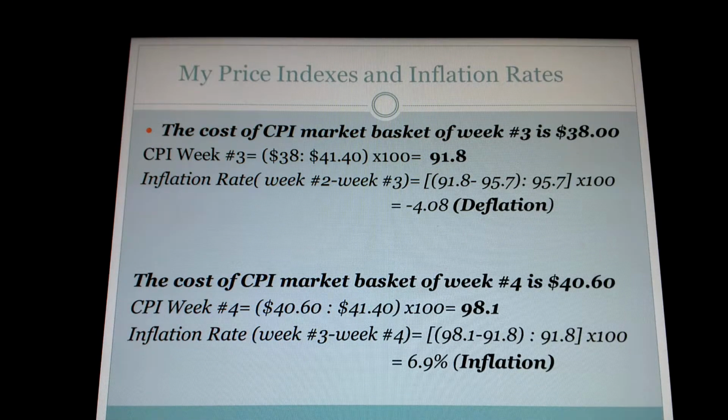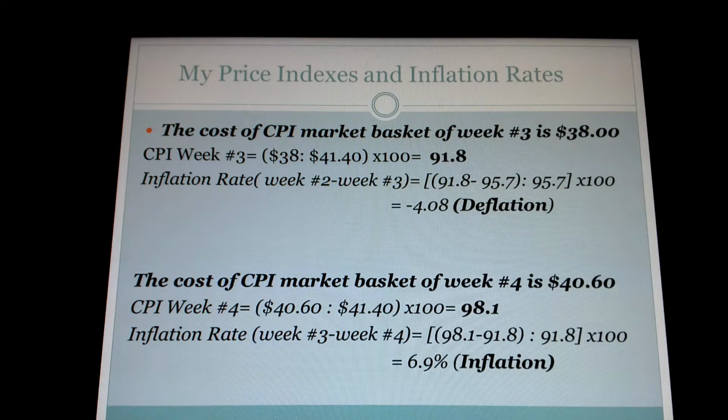We're going to use that to determine the inflation rate from week 2 to week 3, which is the CPI of week 3 minus the CPI of week 2, divided by the CPI of week 2 and multiplied by 100. Here again, since we see a decrease in the price, we have negative inflation, which is minus 4.08%. So again, we have a deflation.